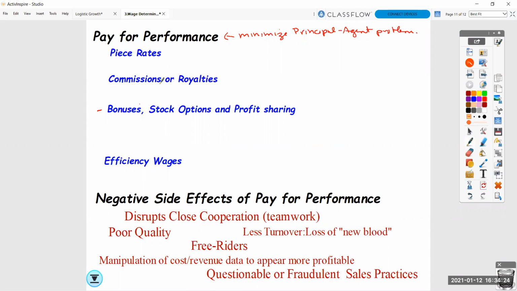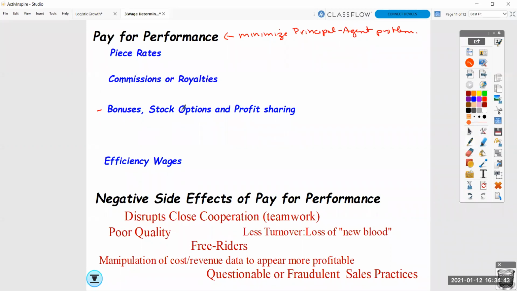Sales people usually get these commissions, or actors and actresses and movie stars get royalties, or writers, meaning it's a royalty for every book you've sold, you get a certain amount from that sale. Commissions, when you sell a car, you get a certain percentage of that sale.